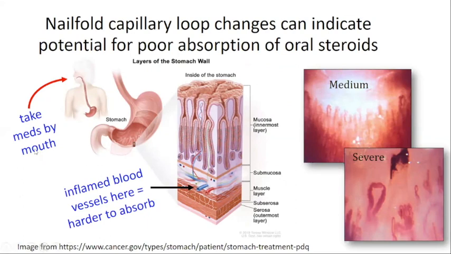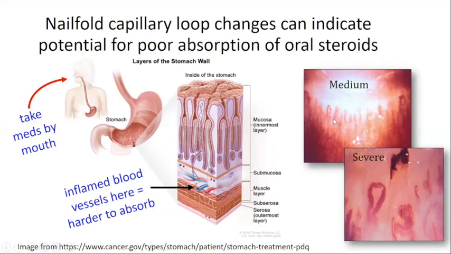So what happens is when we take medications by mouth, they go through our mouth into our stomach, and then the lining of the stomach is where the steroids, or any medication, gets absorbed into the bloodstream. So the medications have to go from the lining of the stomach into the little blood vessels, and then they get absorbed into the bloodstream.